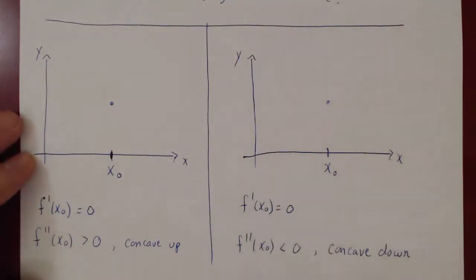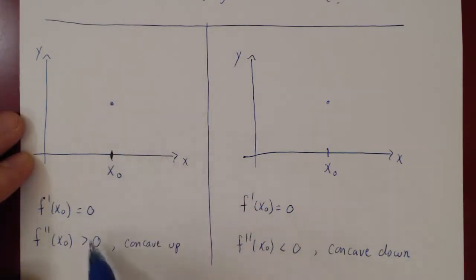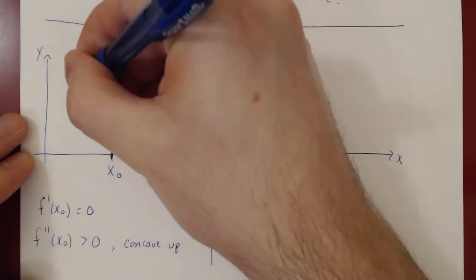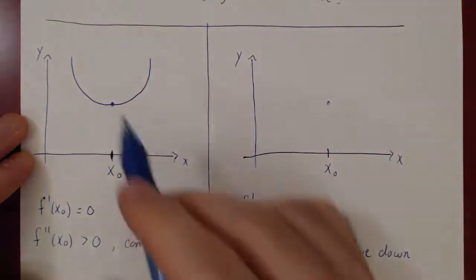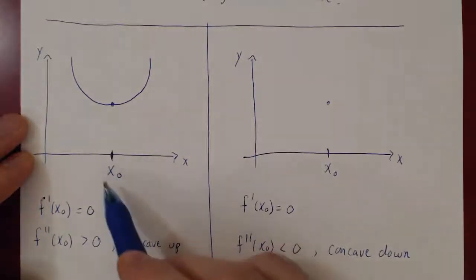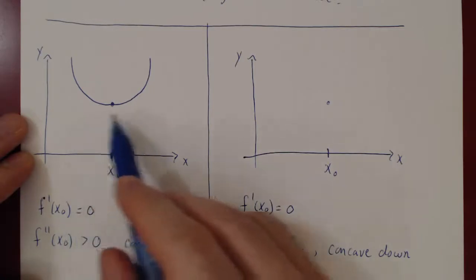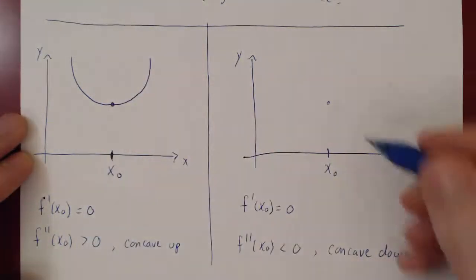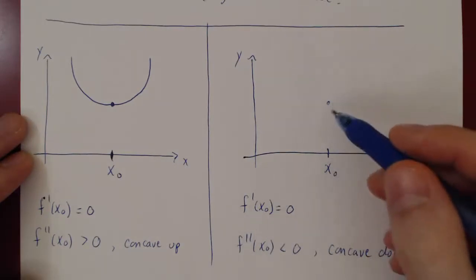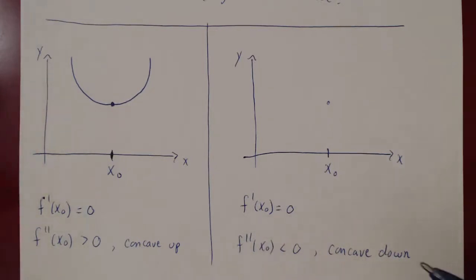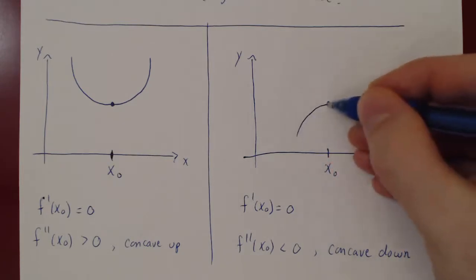Think of it. The only way to have a curve that is flat at x0 and concave up is if the curve looks something like this. This is the only way to have a curve that is concave up and at the point x0 to be flat, because the derivative at this point is equal to 0. And think of now this case. The curve is flat because its derivative is 0 at this point, but now it's concave down. There's only one way of sketching this. It has to look like this.